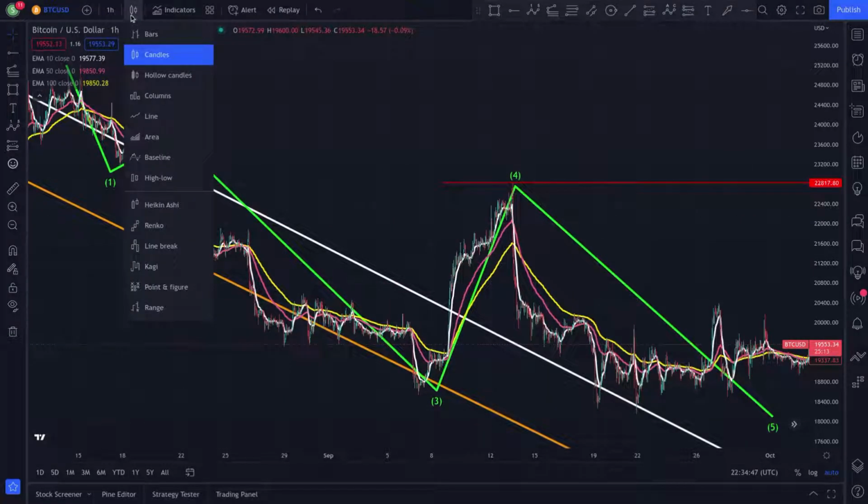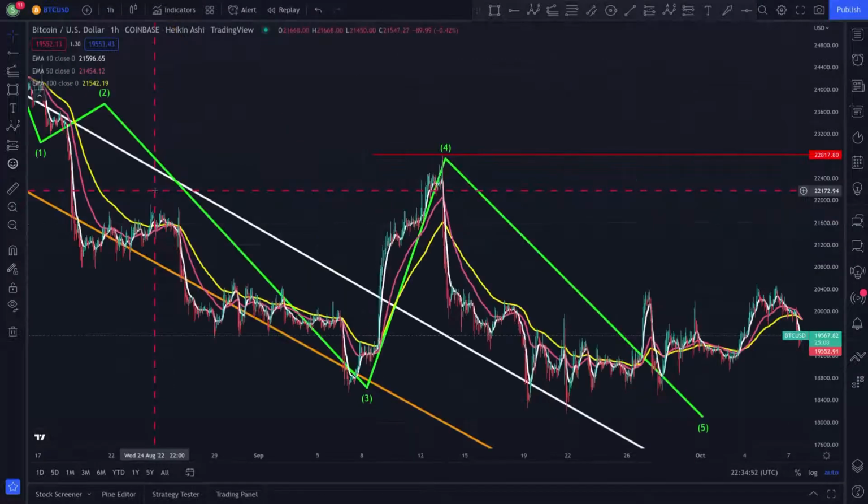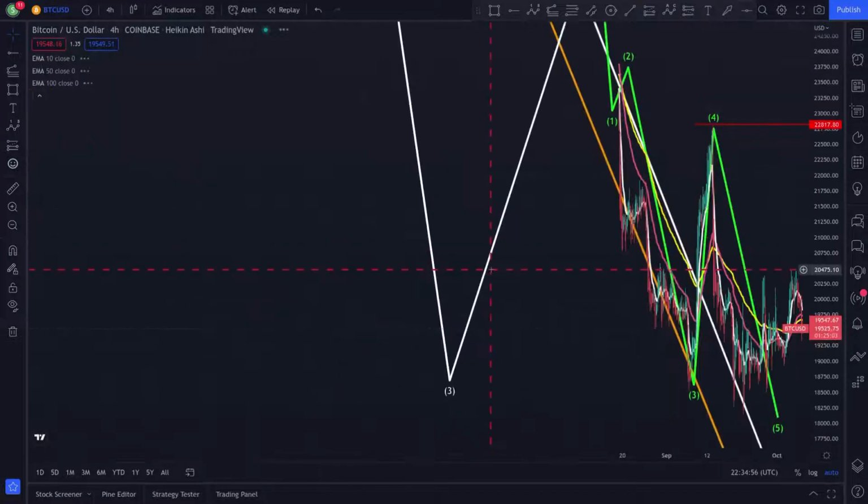Another hack I also do is put this in a Heikin Ashi candlestick. It just tries to filter out the noise for me. And let me go back to the 4 hours time frame to see what's happening there.